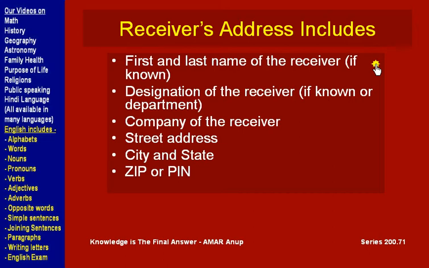Along with that sales department, you can add the manager, the supervisor, or whatever you think is the most appropriate designation. The next line is the company that the receiver works for. The fourth line is the street address, where the company is located, and I told you the street address includes the name of the street and the number of the building. The next line is city and state, and the final line is the zip or the pin code where that company is located, where this letter is going.